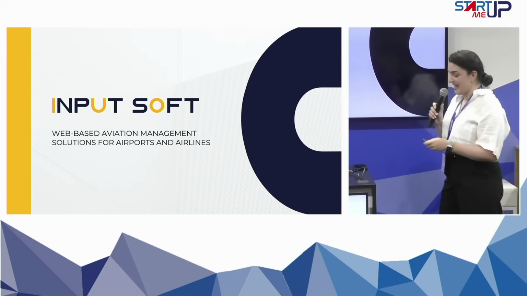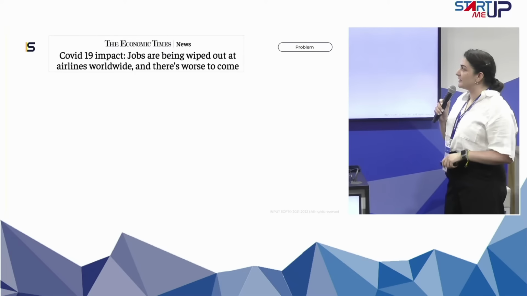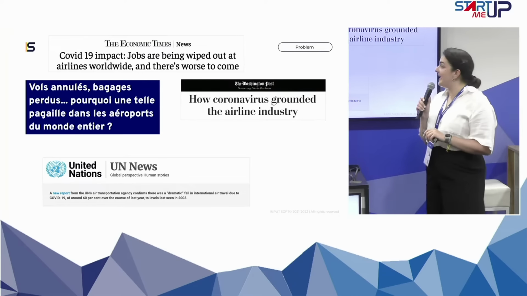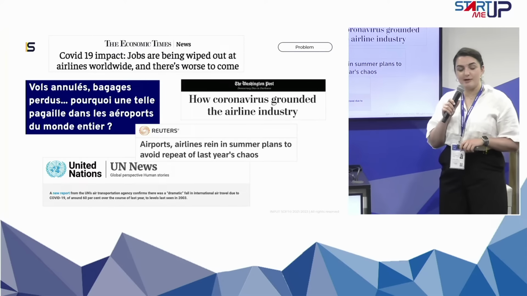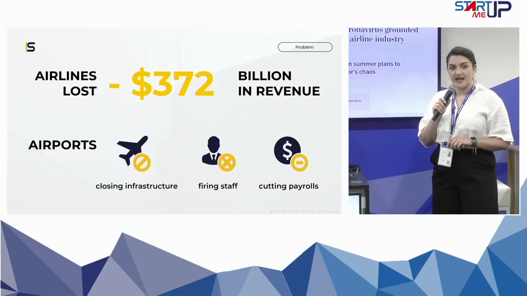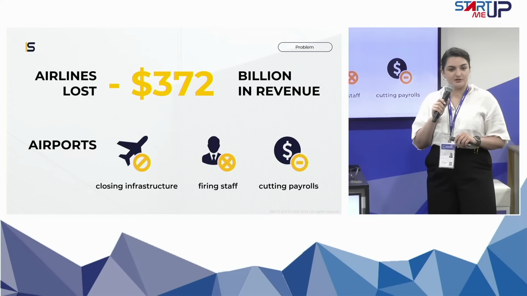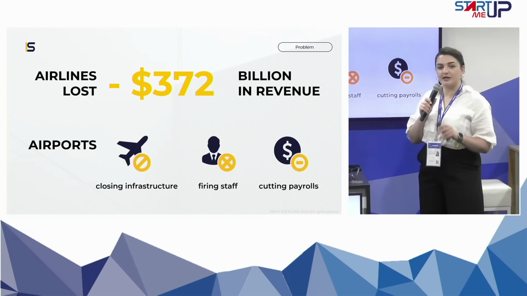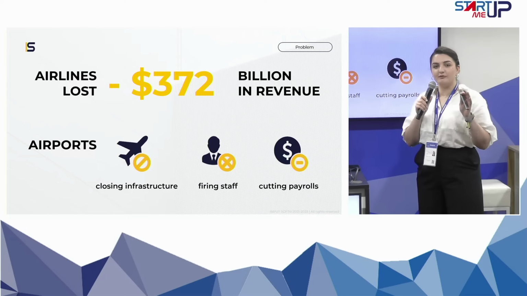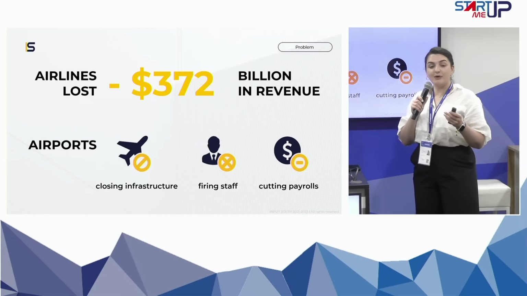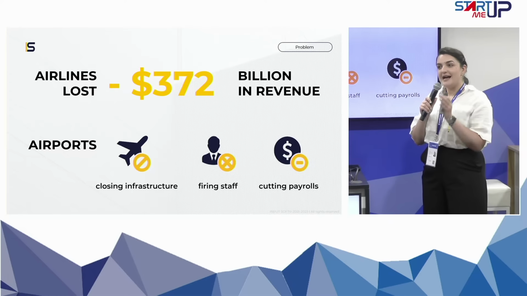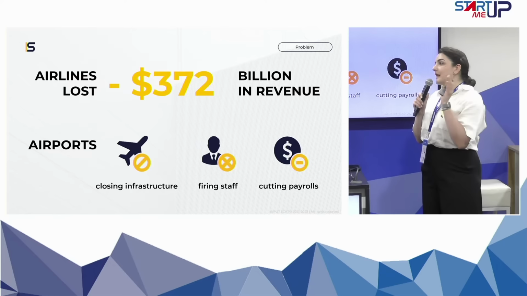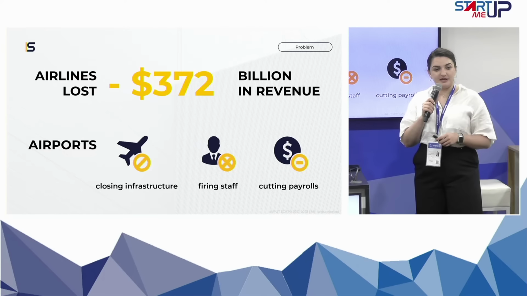You probably know that COVID-19 has hit the aviation industry hard and has exaggerated many of the issues that airport management is facing today. Airlines lost half of their passengers and huge amounts of revenue. Airports all over the world were closing infrastructure, firing staff, and cutting payrolls. While traffic is recovering right now, companies started looking into permanent solutions to optimize their resources and take actions based on real data.